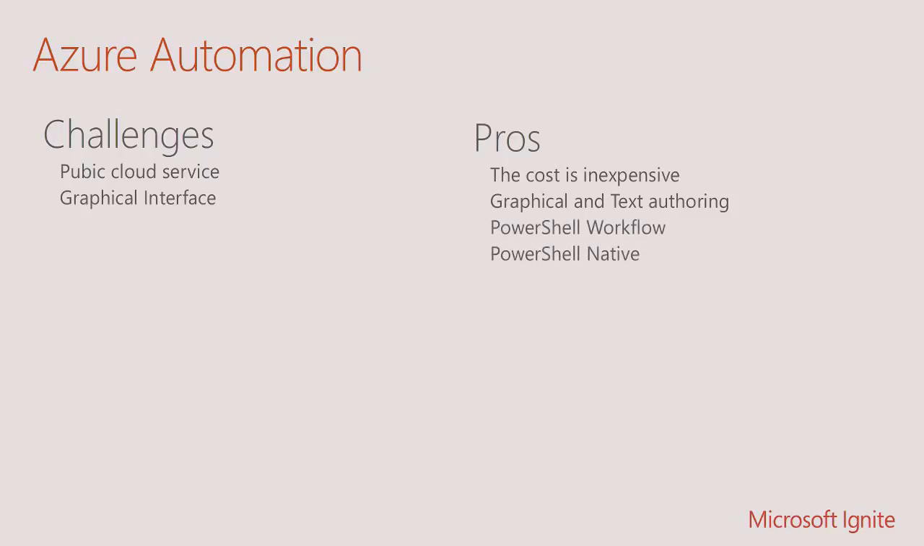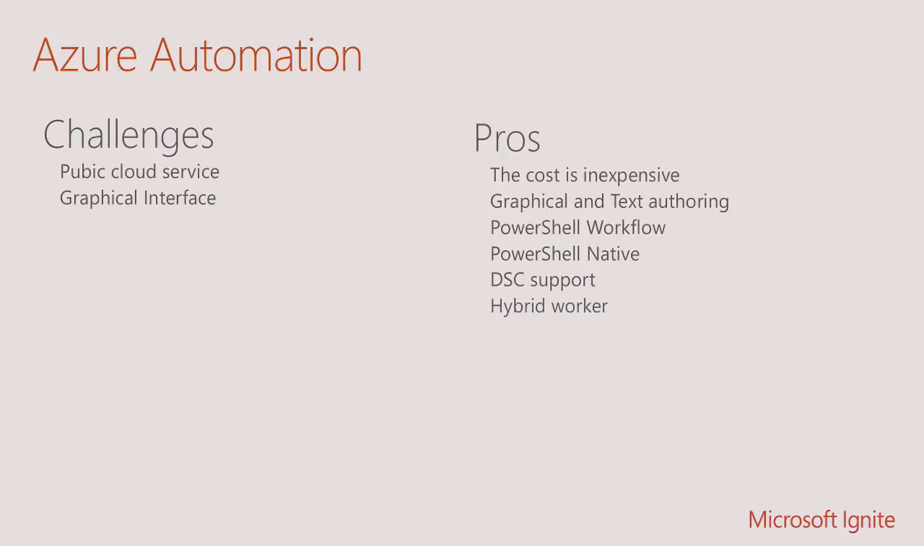We have both PowerShell workflow and native PowerShell inside there, and I can do that for both graphical and textual. For those runbooks to call each other, they have to be the same type of runbook, either a PowerShell workflow one or native PowerShell. We have DSC support. So remember me talking about the pool servers before? So we can actually use Azure Automation as a pool server.